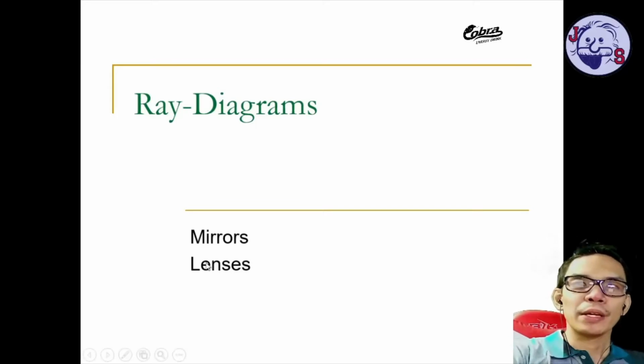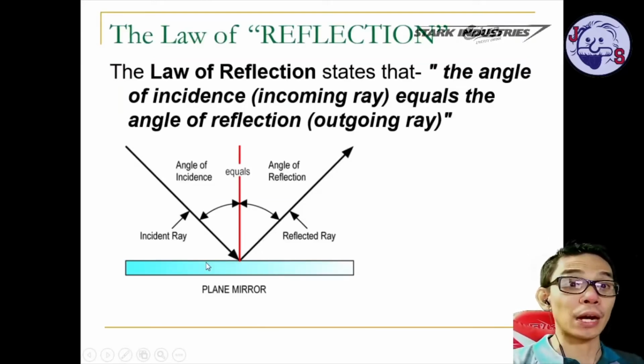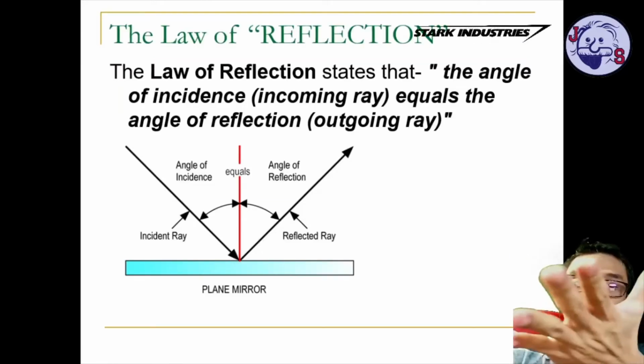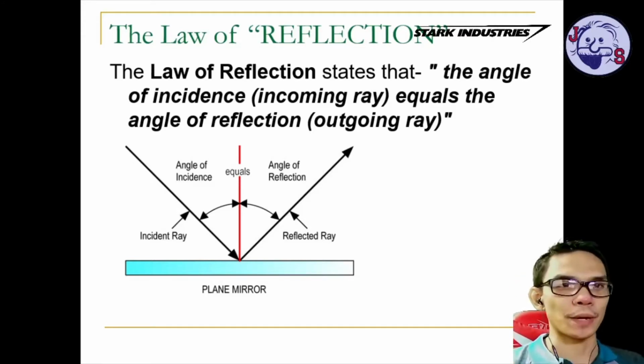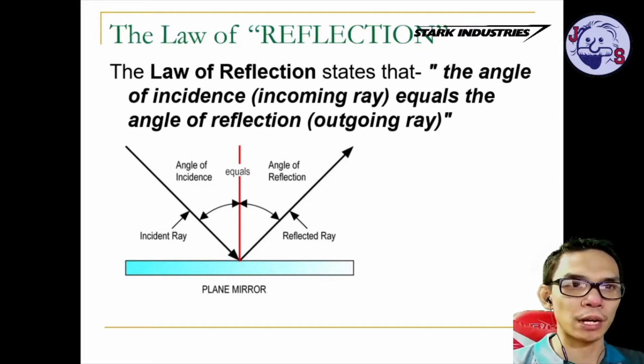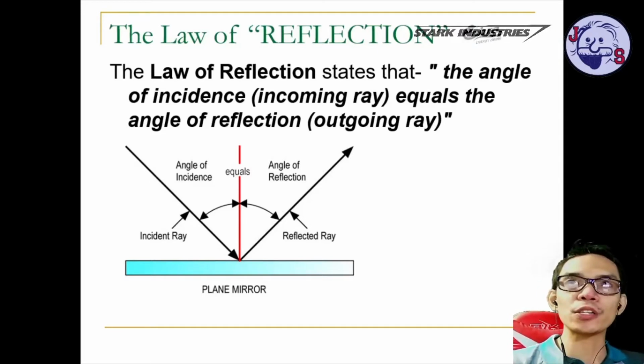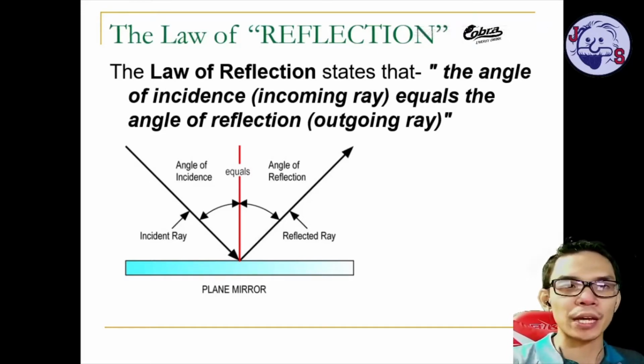In our previous lesson, we encountered this law, this principle. This is the law of reflection. So what is the law of reflection all about? The law of reflection says that the angle of incidence is equal to the angle of reflection.